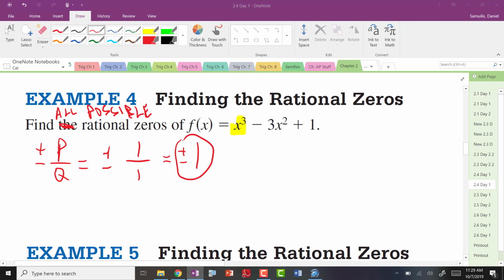And that's it. Now you do know zeros can happen multiple times, right? So 1 could happen 3 times, or -1 and 1 and 1. Or they could happen no times, which is actually wild for this one. But that's not what these directions said. They said find the rational zeros. So that means actually find out if these are really zeros for the function.